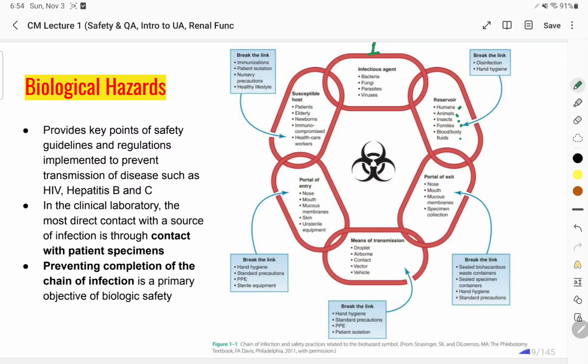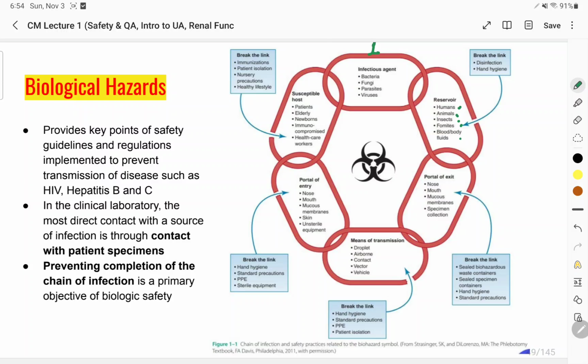So after the reservoir, there should be a portal of exit. Dapat makagawas sila. It could be via nose, kanang manikma, it could be via mouth, magtabi or manluwa, magubo kana. Mucous membranes, especially for example maglugod ba sa mata, and then even during specimen collection. Again, di ba, the most direct contact nato with the source of infection is through patient specimens. So, pwede po na portal of exit.